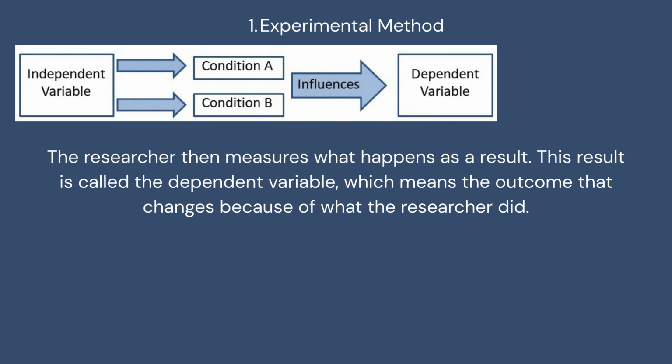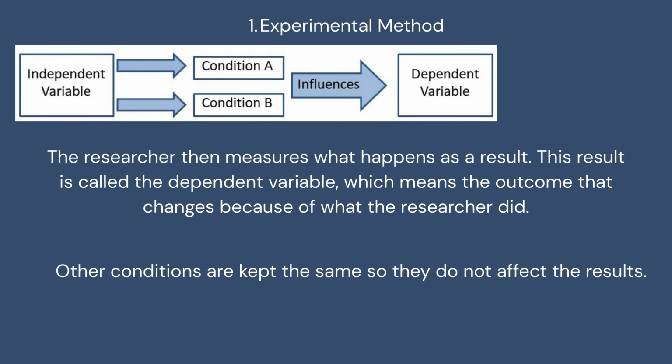The researcher then measures what happens as a result. This result is called the dependent variable, which means the outcome that changes because of what the researcher did. Other conditions are kept the same so they do not affect the results.